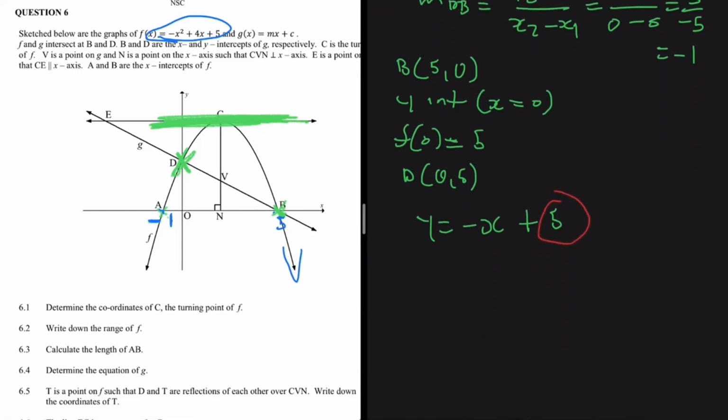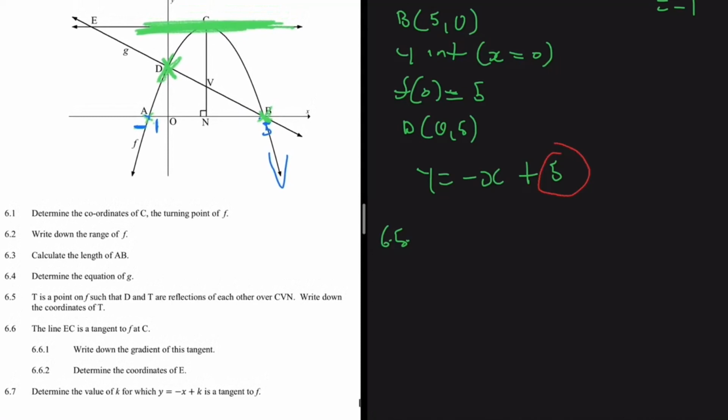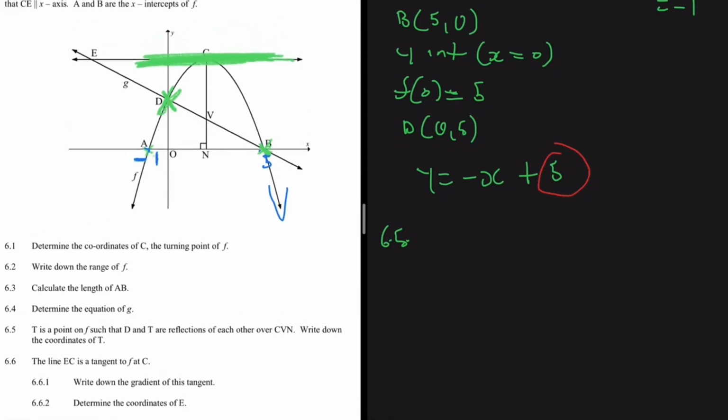And then now let's move to 6.5. 6.5 is saying T is a point on F such that D and T are reflections of each other over the axis of symmetry. Write down the coordinates of T. So let me erase a few things for the sake of clarity.